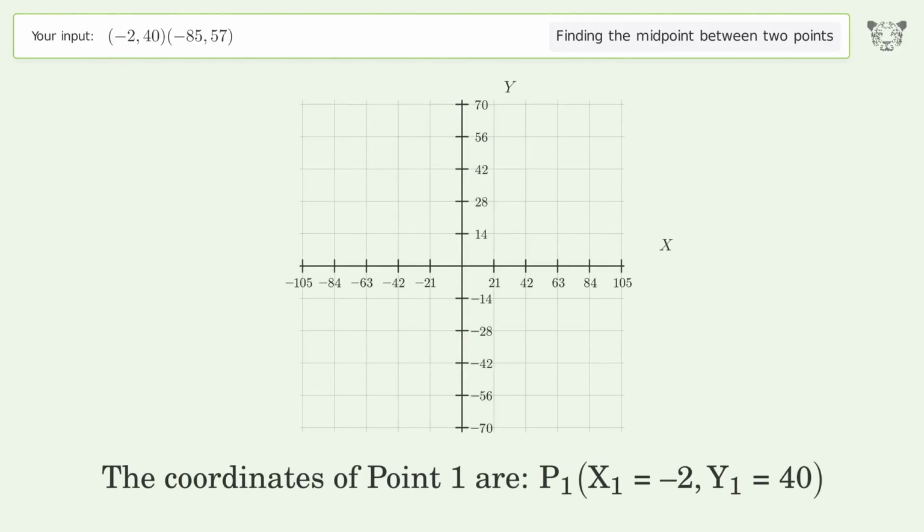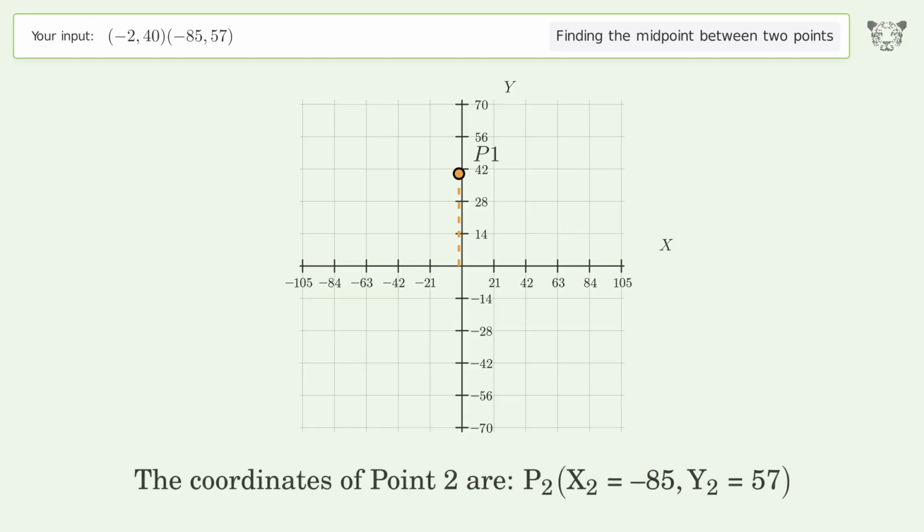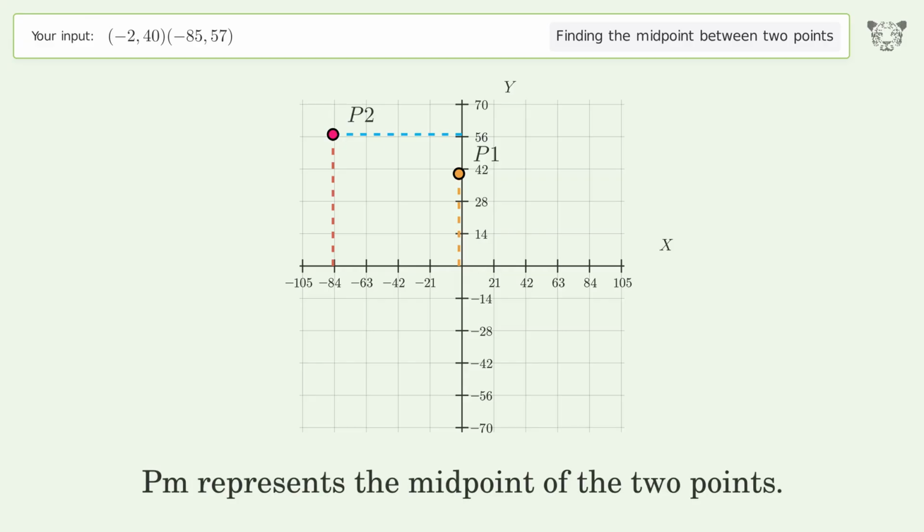The coordinates of point 1 are, x1 equals negative 2, y1 equals 40. The coordinates of point 2 are, x2 equals negative 85, y2 equals 57. PM represents the midpoint of the 2 points.